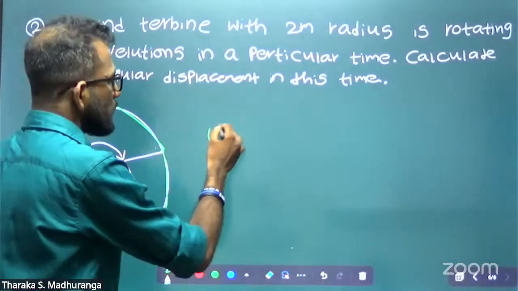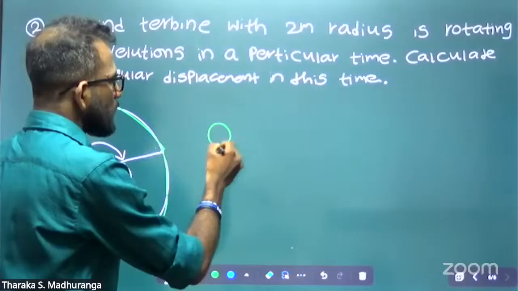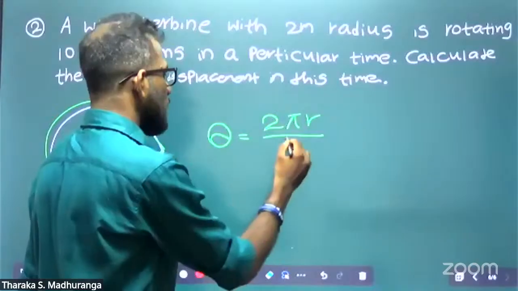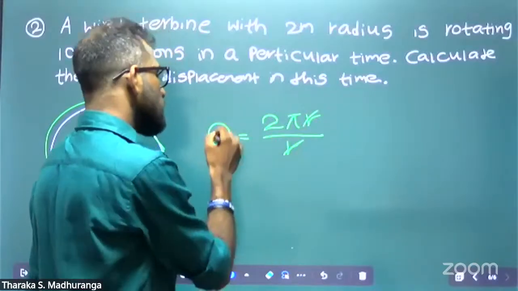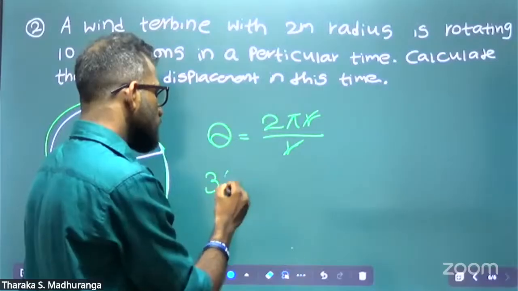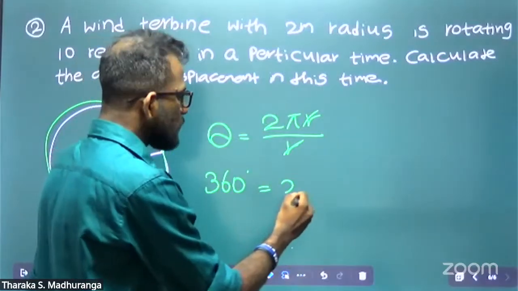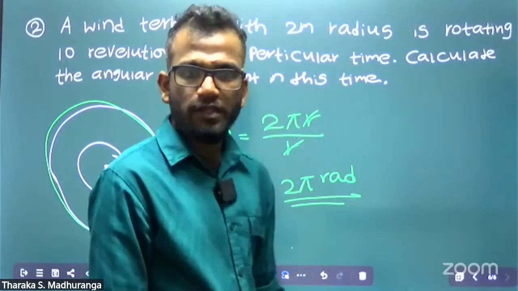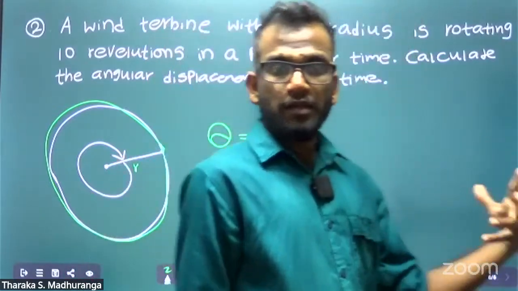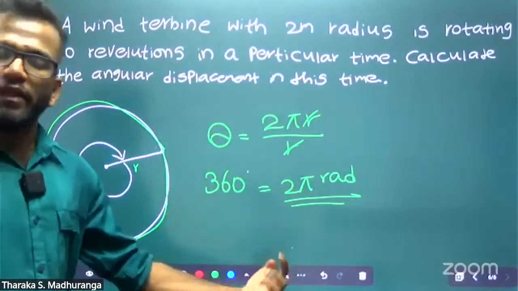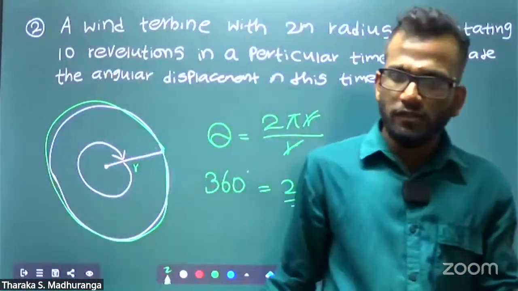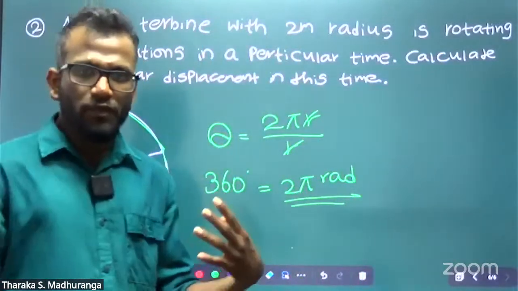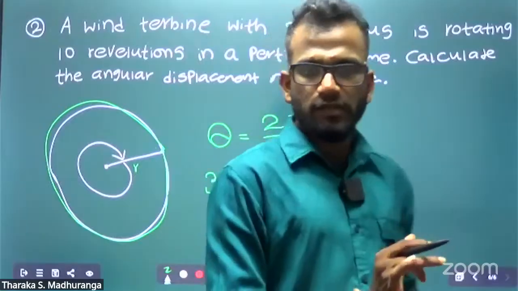For one full revolution, the theta length is the circumference, 2 pi r divided by the radius. Then r and r cancel. Theta means 360 degrees equals 2 pi radians, which I already explained in the area and volume lesson in the basic mathematics. 360 degrees equals 2 pi radians. That's why I said it is a basic mathematics lesson, not important for area, volume, Pythagoras theorem and trigonometry, but important for all the other physics and chemistry lessons.